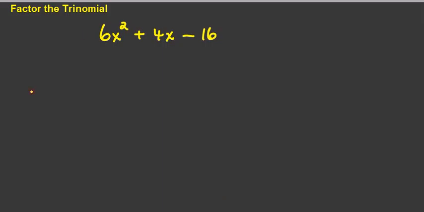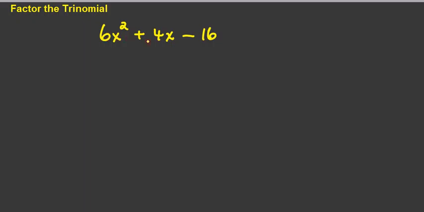It says to factor the trinomial 6x squared plus 4x minus 16. Now, any time you factor a polynomial of any type, the first thing we should always do is look for a greatest common factor. And while I didn't mention that in the last example we did with factor by grouping, we should always start that way.